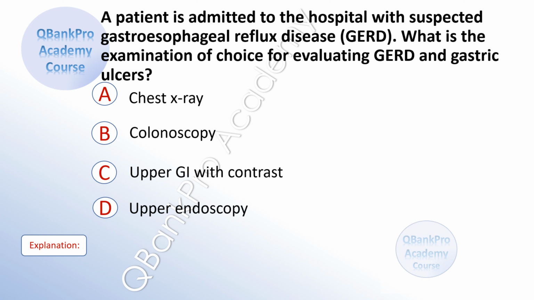A patient is admitted to the hospital with suspected gastroesophageal reflux disease. What is the examination of choice for evaluating gastroesophageal reflux disease and gastric ulcers? A. Chest X-ray. B. Colostomy. C. Upper GI with contrast. D. Upper endoscopy.